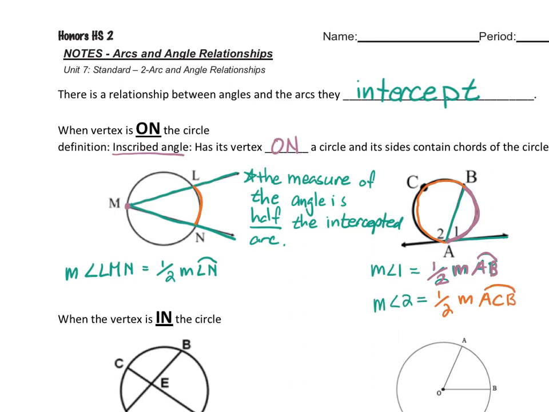Which should hopefully make sense because the measure of a straight angle, right, this whole angle here is 180 degrees, right? The measure of the whole angle here is 180, so the measure of angle 1 plus the measure of angle 2 equals 180. And the measure of all the degrees around the circle equals 360, and half of 360 does equal 180. All right, that is the correlation when the vertex is on the circle.